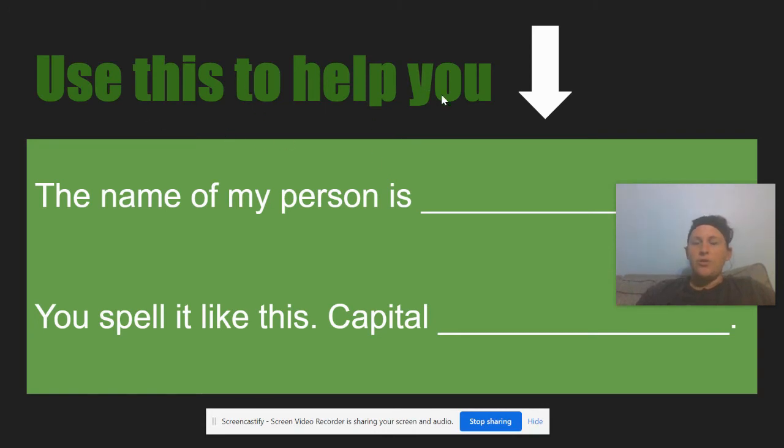All right, so now I want you to use these stems down here to help you. You're going to think of a person, and then you're going to spell it out loud for me. You can write it down if you want. You can finger write it if you don't have a pencil, or you can just spell it with your mouth. So watch how Miss Acton does this.